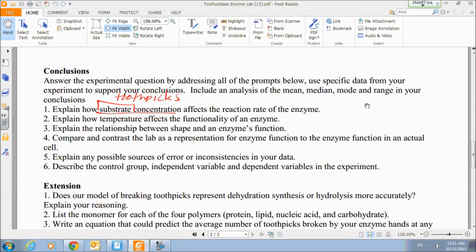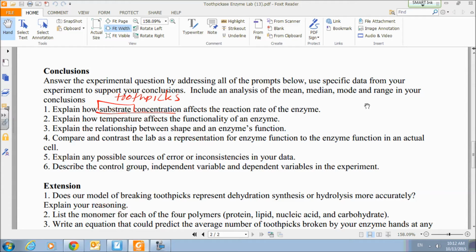Number 6, what was the control group, independent variable, dependent variable in the experiment? Can anyone help us out with one of those 3? Nick? Right, so it was in the absence of what we tested. So we tested when we added paper clips, did that affect the rate of your hands? When you added ice to your hands, did that affect the rate? The control has nothing that you're testing, so it would have been part A with 100% toothpicks.